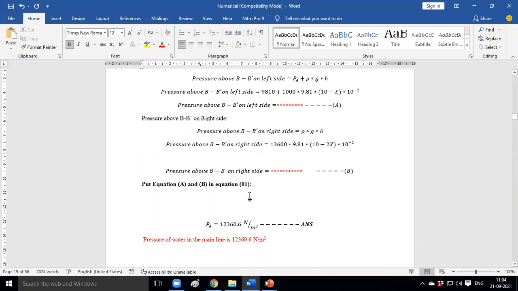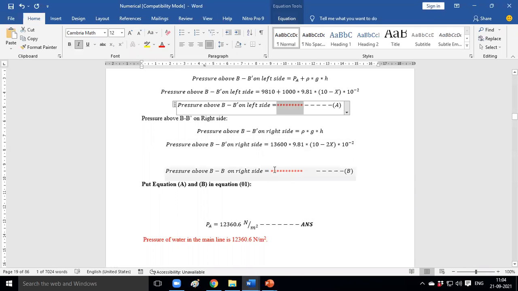Okay, this calculation part we will discuss again in the next lecture. As here the star is mentioned in equation number A, again the star is mentioned in equation number B. We can discuss this part in the next lecture.